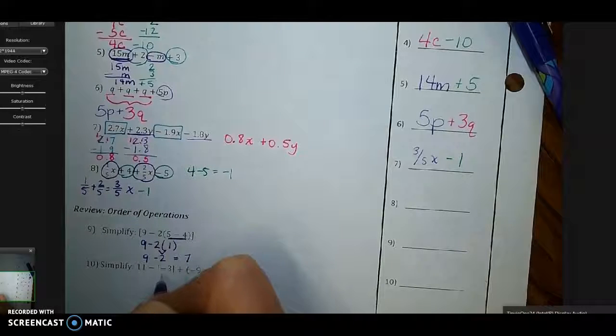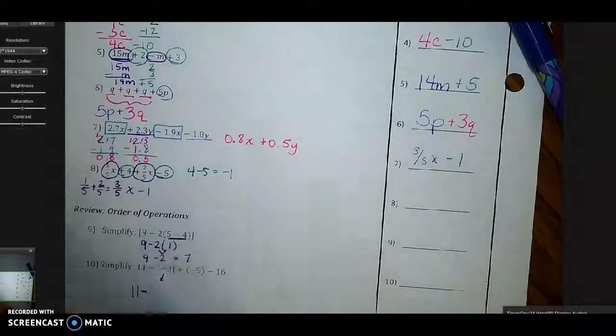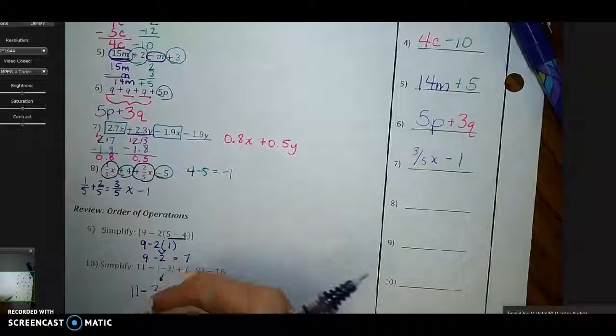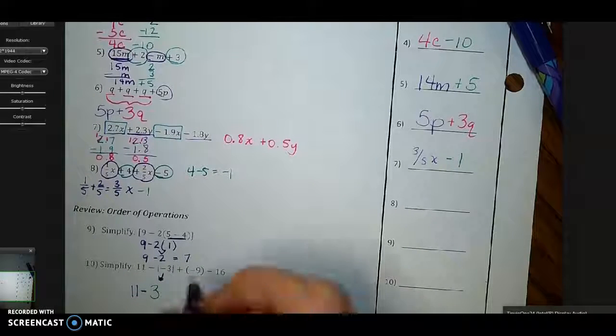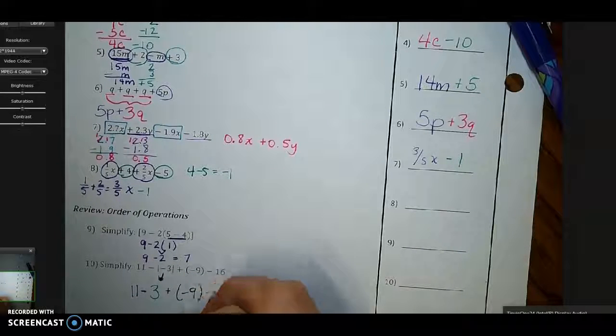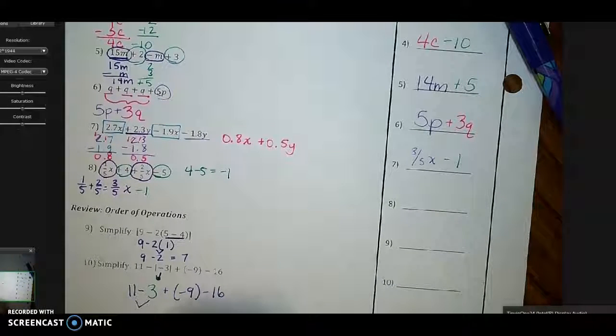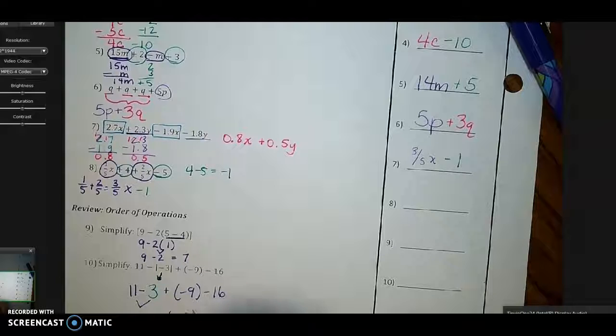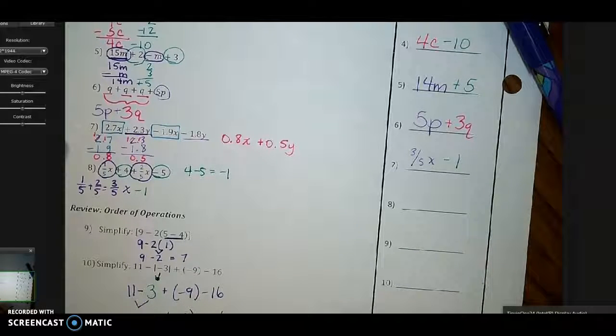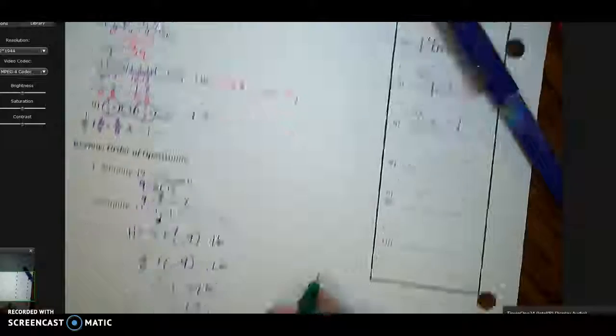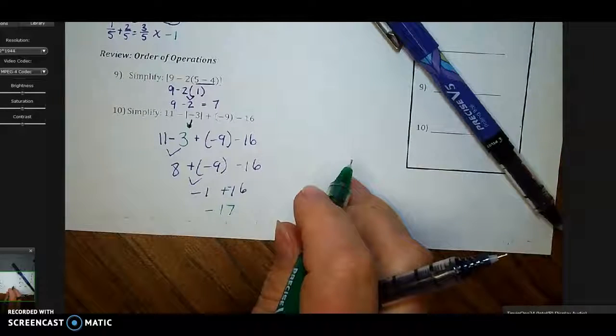Down here we have some absolute value going on. So I'm going to subtract the absolute value of 3, which is 3. Then I'm going to add a negative 9 and subtract 16. It's all addition and subtraction, so let's go left to right. And I get 8 plus negative 9 minus 16. Negative 1 minus 16, or I can think of that as adding a negative, and so I get negative 17 down there.